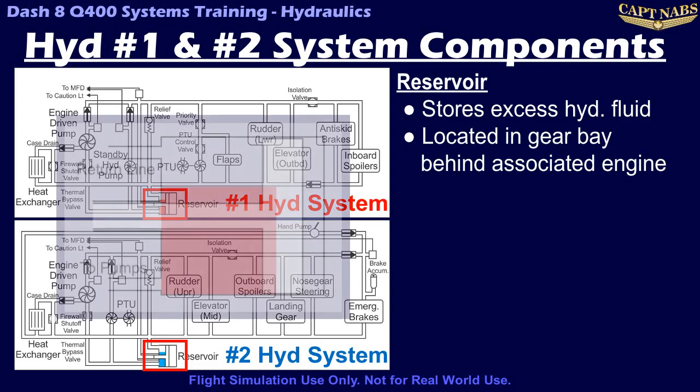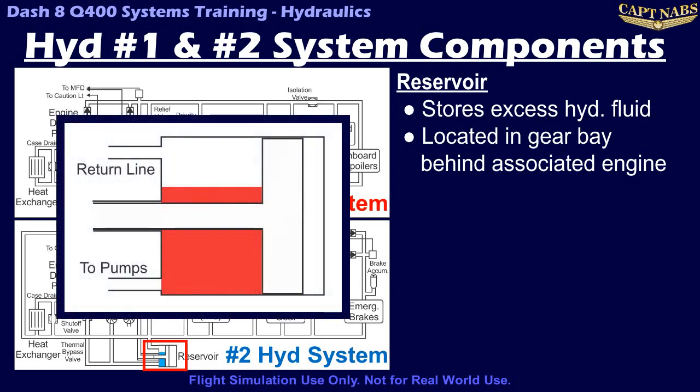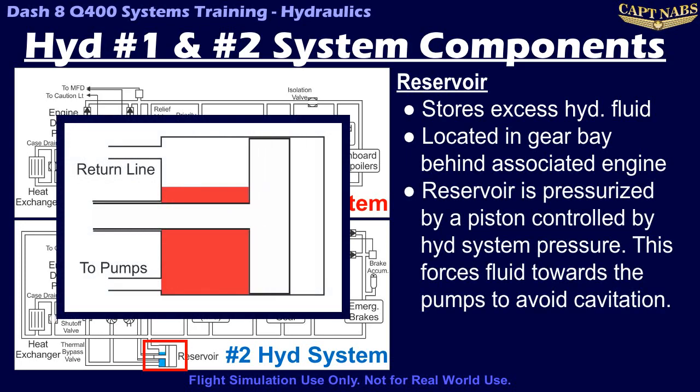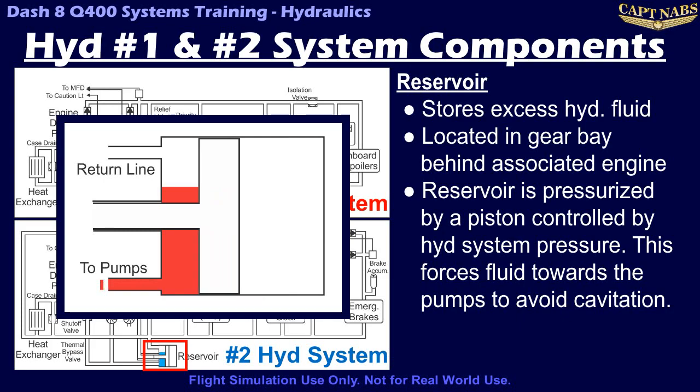During normal operation, pressure from the hydraulic system itself drives a piston in the reservoir that helps to pressurize the fluid within the reservoir and forces the fluid out through the reservoir exit and into the pump. This pressure exerted on the fluid in the reservoir eliminates the possibility of the hydraulic pumps cavitating as long as there is still fluid in the system.